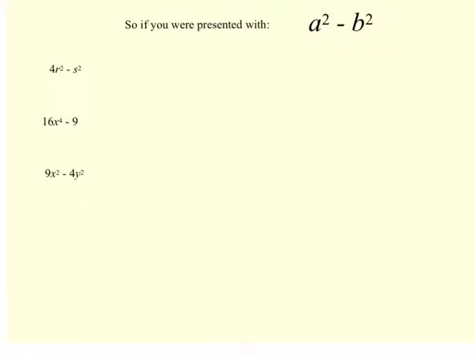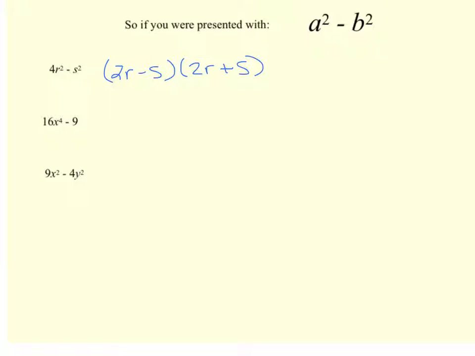All right, let's run through these really quickly. 4r squared is a perfect square, and s squared is a perfect square. And so factoring this would be 2r minus s times 2r plus s, because I take the square root of those and put them in their binomial patterns. One would be plus and one would be minus.